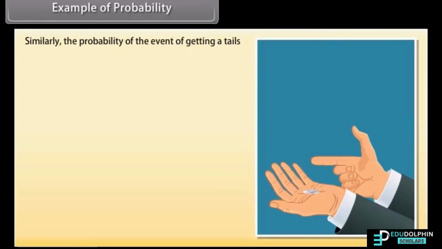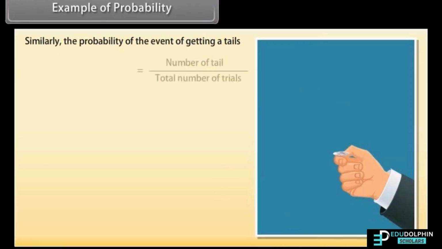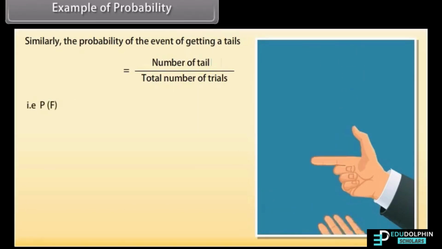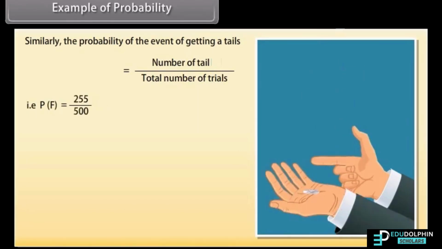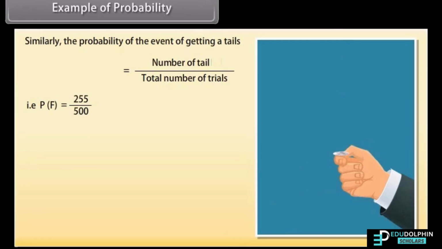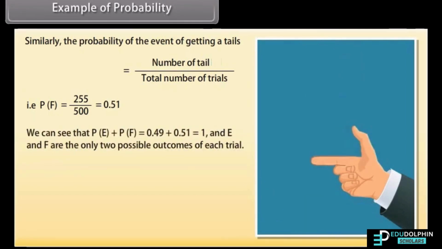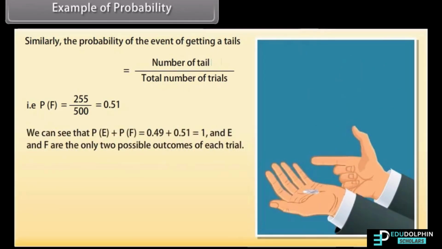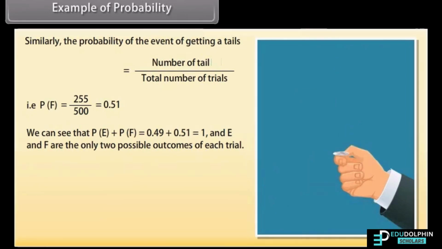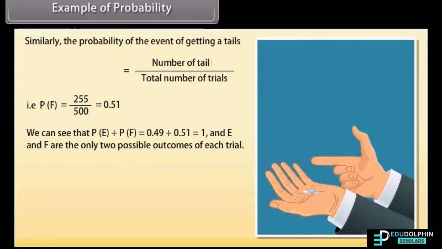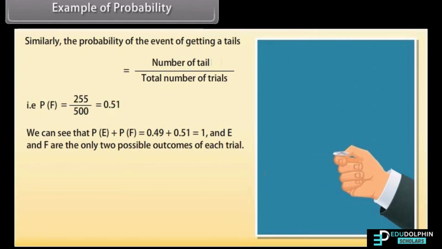Similarly, the probability of the event of getting a tail is equal to number of tails upon total number of trials, that is, P(F) is equal to 255 upon 500, which is equal to 0.51. We can see that P(E) plus P(F) is equal to 0.49 plus 0.51, which is equal to 1. And E and F are the only two possible outcomes of each trial.